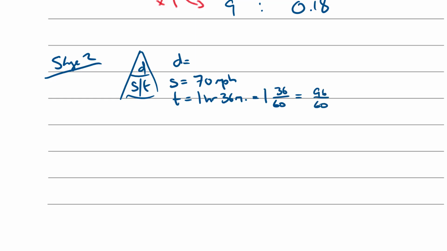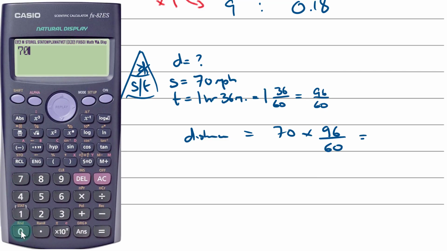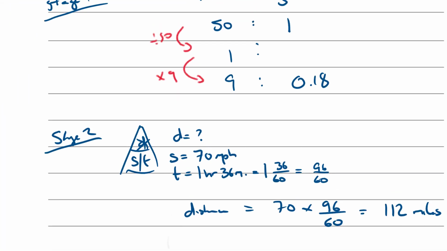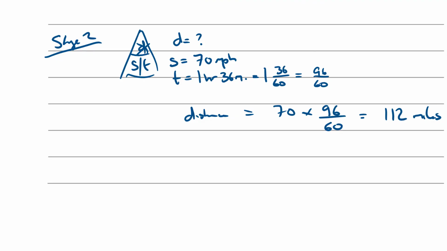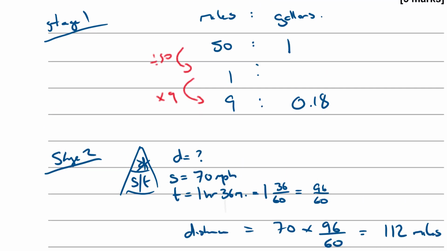Okay, and D is what I want to find. So covering up D in my triangle, D is equal to speed times time. So distance travelled equals speed, 70, times time, 96 over 60. So 70 times 96 divided by 60 is 112. So he's done 112 miles. Okay, so now we can set our ratio up then.